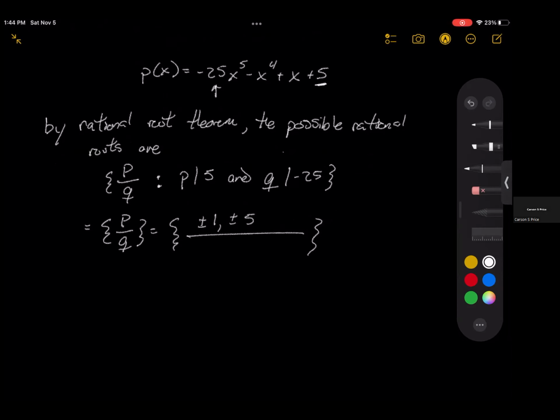Now, what about q? Right, q in my denominator. Q has to divide minus 25. So q could be plus or minus 1 or plus or minus 25. It could be plus or minus 5, right? 1 and 25 and 5 and 5 are the only ways to get to 25 through multiplication. So those are all of the options.